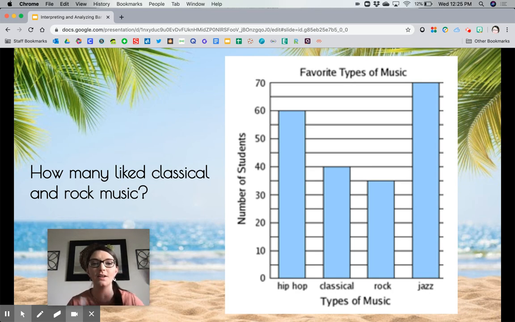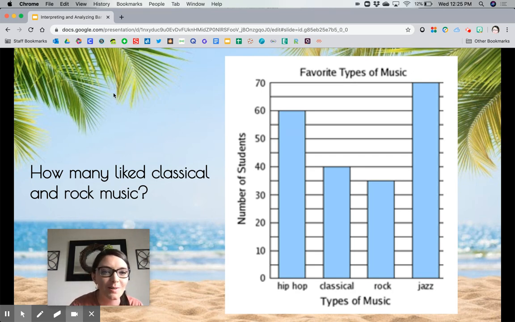Well, let's see if you got your answer correct. Classical and rock music. There were 40 people that liked classical, and there were 35 that liked rock music. So 40 plus 35 would be 75 people.